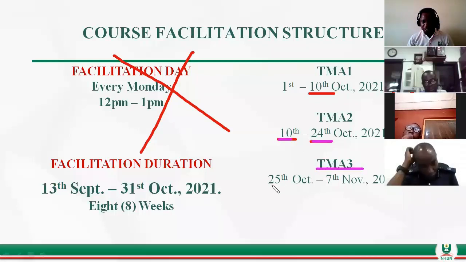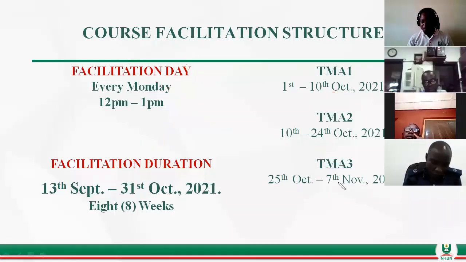Same thing with the third test, TMA3, Tutor Mark Assessment 3. 25th of October to 7th of November, all right? So that means by 7th of November, all tutor marked assessments should have been taken. If you missed any, you will not be able to participate in it again, and you are likely going to fail the course. Each tutor marked assessment takes 10 marks, all right?